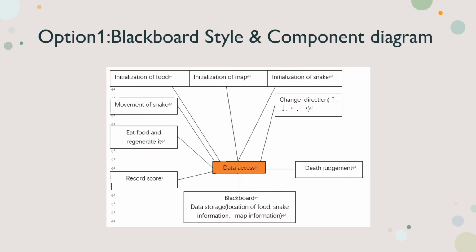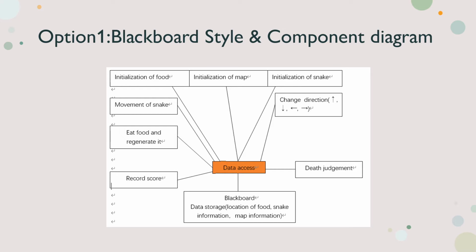Next, the first architecture style I choose is blackboard style. Here is the component diagram. There are several components which are initialization of snake body, food and map, change direction, movements of snake, eat food and regenerate, record score, death judgment, and blackboard.